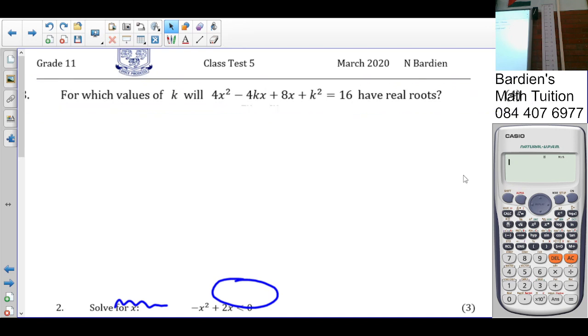Okay, people, question 2. For which values of k will 4x squared minus 4kx plus 8k plus 8x plus k squared equals 16 have real roots? The roots are dependent on what? What is this, question 3? Is it okay if I do question 3 first? No, I'm feeling better, you see? So, what are the roots dependent on? Delta. Yes, delta here.